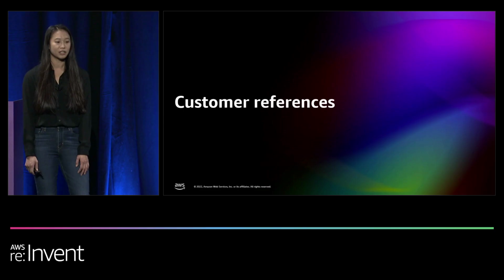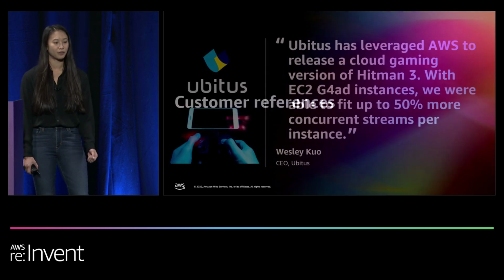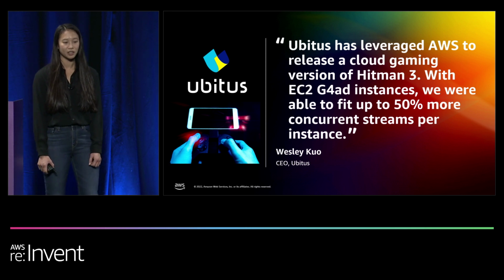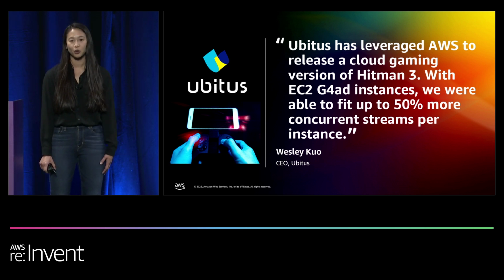So before I hand it off to our two customers to deep dive into their use cases on AWS, I want to go through a few of our other customer references just to give you a sense of the broad set of use cases that we are supporting currently. So first, we have Ubitus. Ubitus is an innovative company leading the way in building cloud gaming technology. They use our G4AD instances for game streaming. And with those G4AD instances, they're able to optimize their costs by fitting up to 50% more concurrent streams per instance.